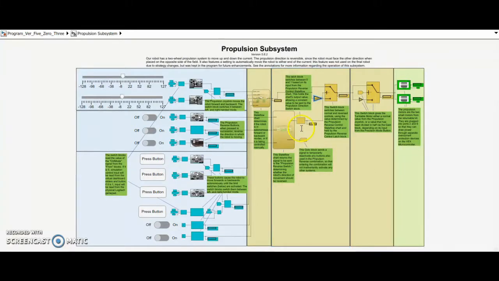This state flow chart also sends a signal that temporarily deactivates any uses of the three propulsion reversal buttons elsewhere in the model, so they will not be triggered while the propulsion reverse is being activated.